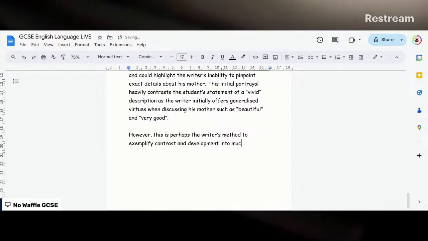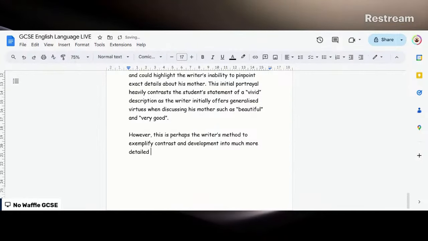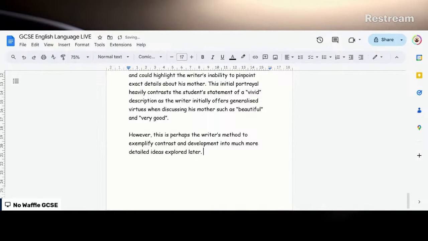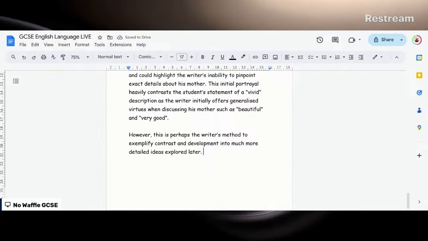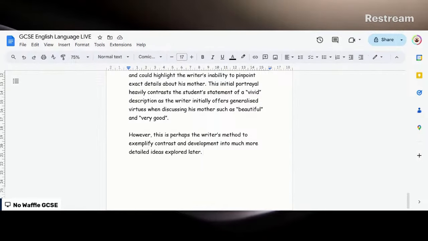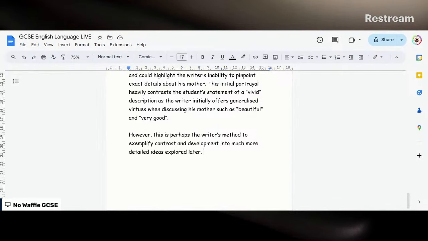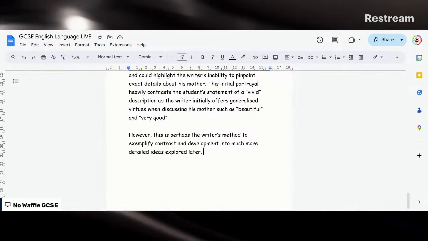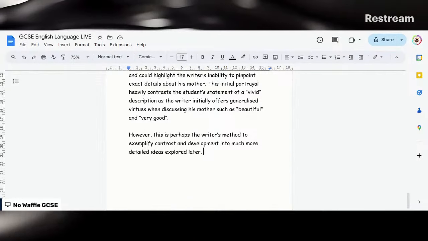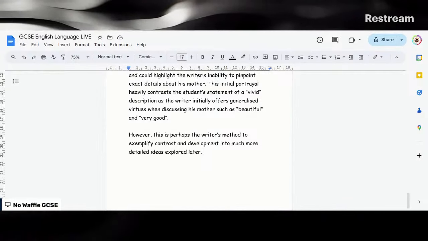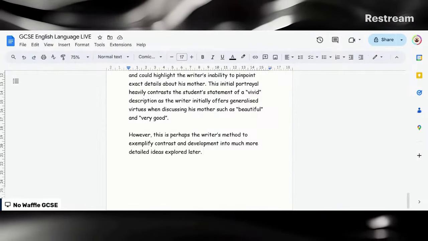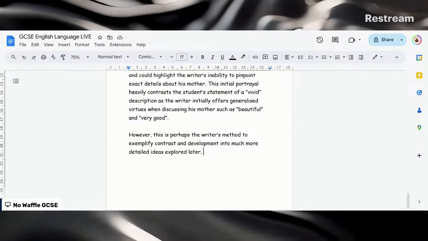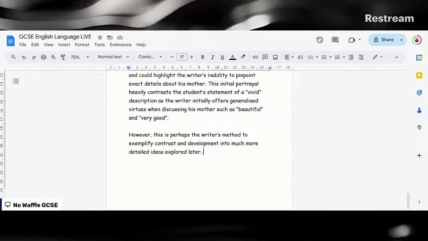Contrast and development into much more detailed ideas explored later. I.e., the purpose that he made the initial bit so plain is so that he could highlight and exemplify the actual specific traits about his mother, so those are more memorable. So it's a method of making them interested. Okay, so however, this is perhaps the writer's method to exemplify contrast and development into much more detailed ideas explored later. And then we begin.